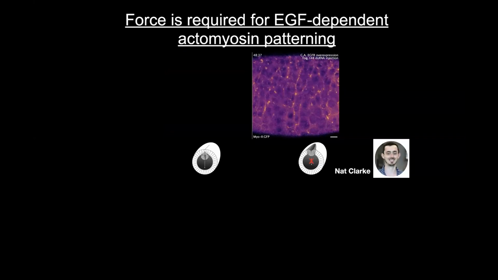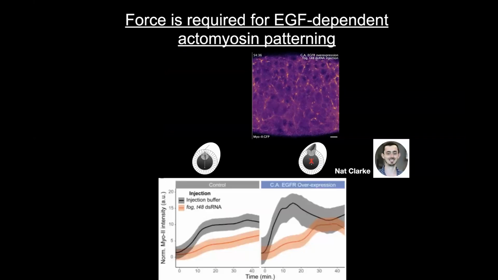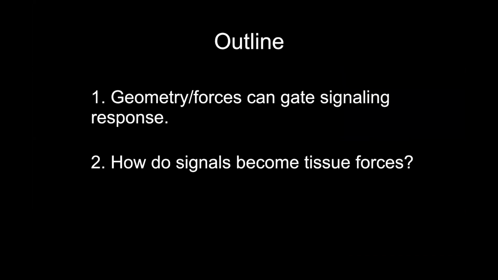And this is quantified down here for both control and constitutively active EGFR. So you can see when there's pulling, there's assembly of myosin. When we knock out the pulling, there's lower assembly in both cases. So even if you activate the biochemical signal, it's not enough. You require both biochemistry and mechanics. So I've shown you how geometry and mechanics can really gate these signaling responses.